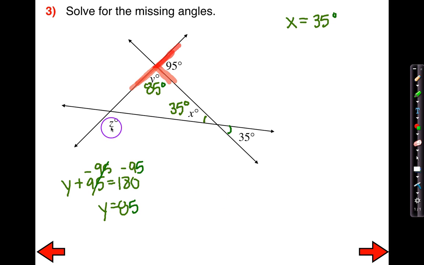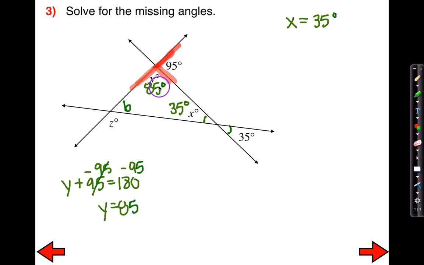Now, could I go ahead and find z? Not quite. In order to find z, I do have to find this angle first. So let's just go ahead and give it a variable. I'm going to call it b this time, just to prove to you it really doesn't matter what you pick. It doesn't always have to be a, doesn't always have to be b, as long as it's not a y, x, or z, because those are already being used.